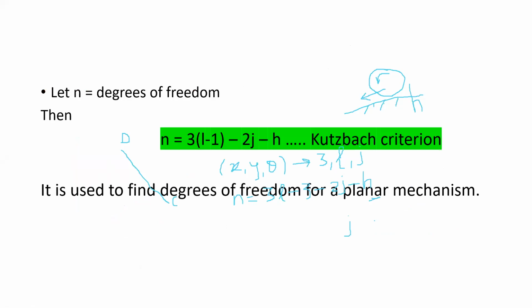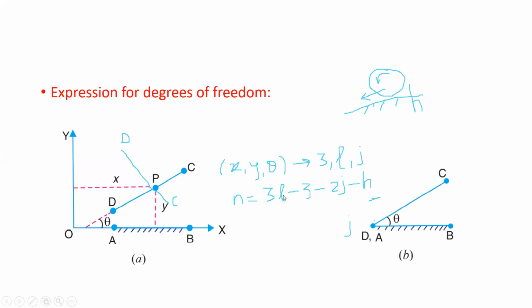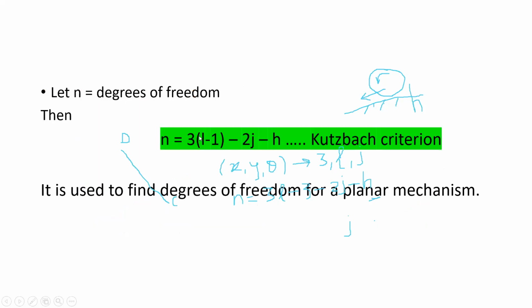Okay, so we come to this formula. If you reduce this equation, 3 is common: 3 times L minus 1, minus 2J minus H. So we get this equation: N is equal to 3 times the difference of L minus 1, then minus 2J minus H. And this particular equation is called the Kutzbach criterion. You note it down. It is used to find degrees of freedom for a planar mechanism.